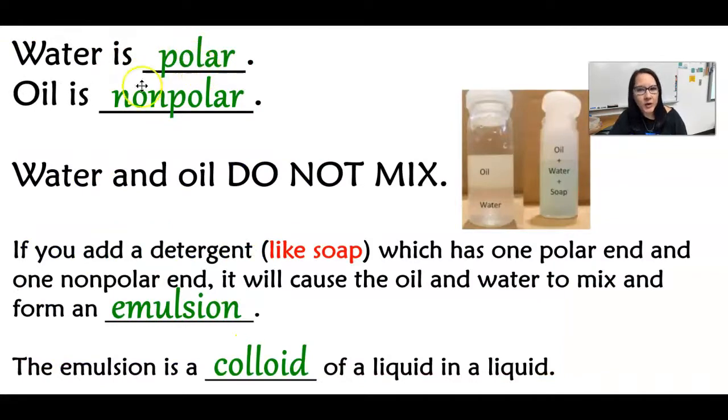So water is polar, oil is nonpolar. That's why they don't mix. And then if you add a detergent like soap, which has one polar end and one nonpolar end, it causes the water and oil to mix and form an emulsion. The emulsion is a colloid of a liquid in a liquid.